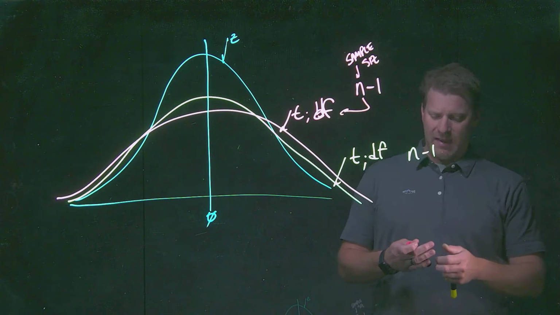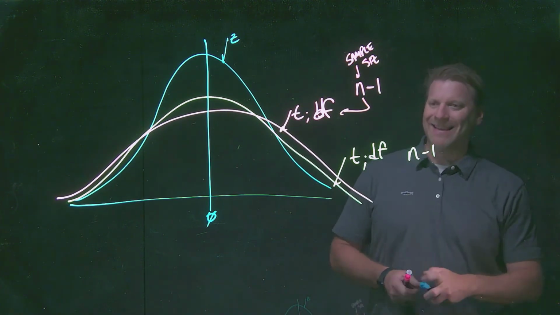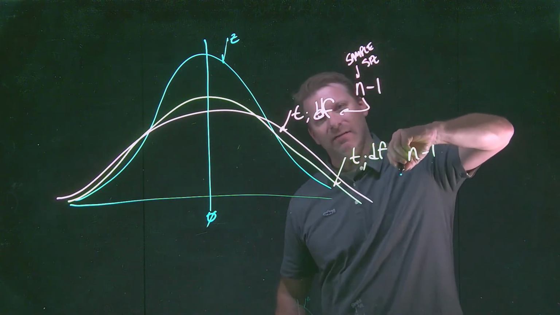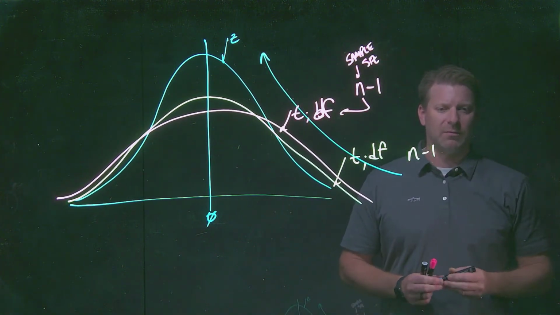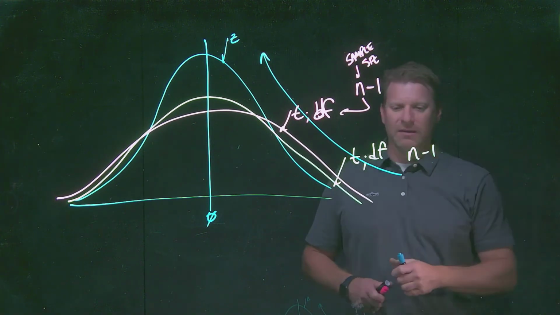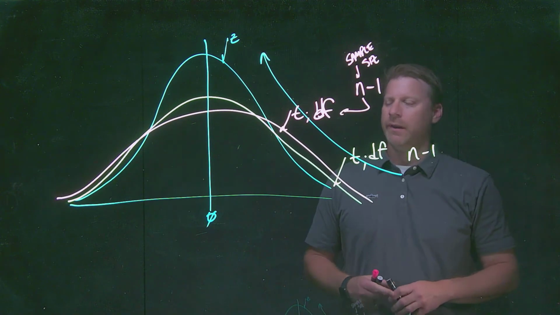What happens as these degrees of freedom go up, in fact, as they get infinitely large, is that the T distribution becomes a Z distribution. The Z distribution is, in fact, the limiting distribution of the T distribution.